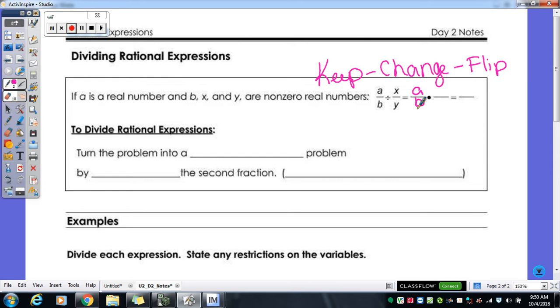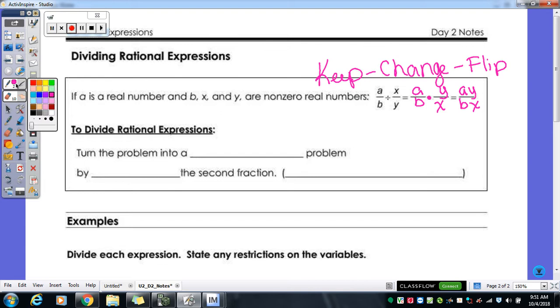So that first fraction you keep exactly the way it is. You keep the numerator, keep the denominator, nothing happens to it. You change it then to a multiplication, and while you do that, you flip the second fraction. So keep, change, flip. And then it's just like a multiplication problem. Multiply your tops, multiply your bottoms. But like we were doing before, to try to keep that from becoming a really huge thing, we factor first and try to cancel out any like terms to try to keep it smaller.